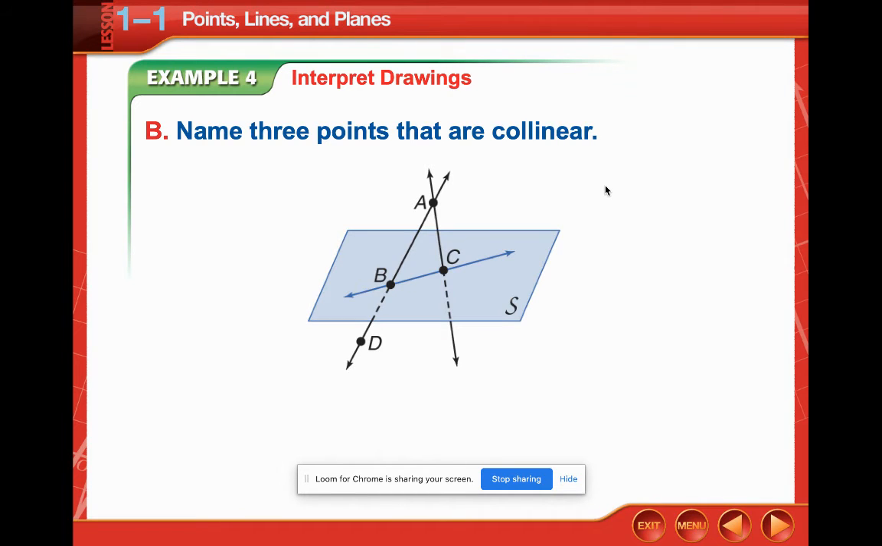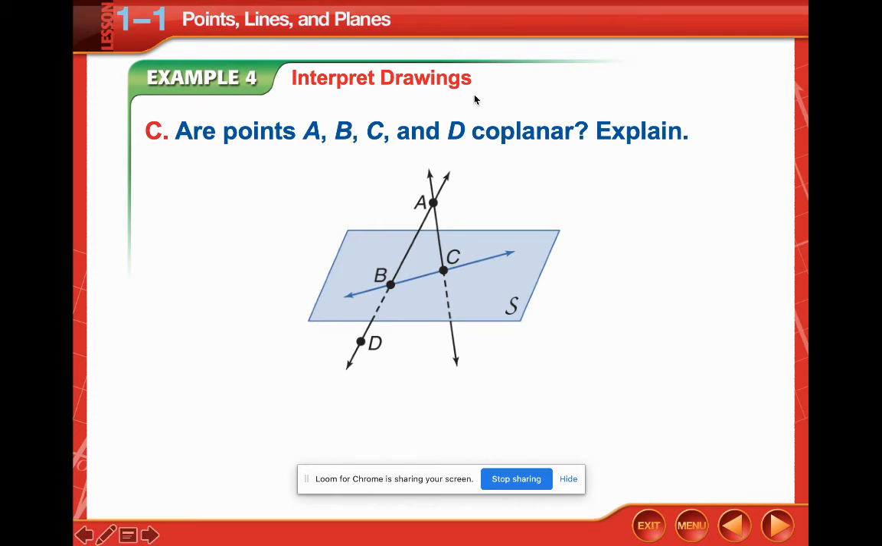All right, name 3 points that are collinear. Remember, collinear points are points that are all on the same line. So there are 3 points that are all on the same line, and those would be A, B, and D. See how they're all on this line right here, line AD? That means that they are collinear.